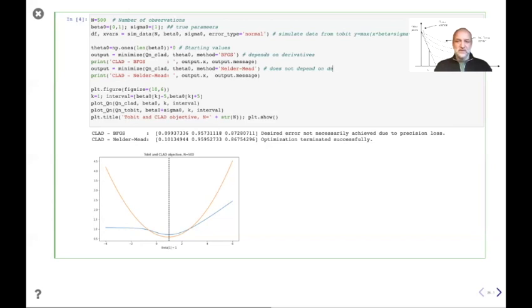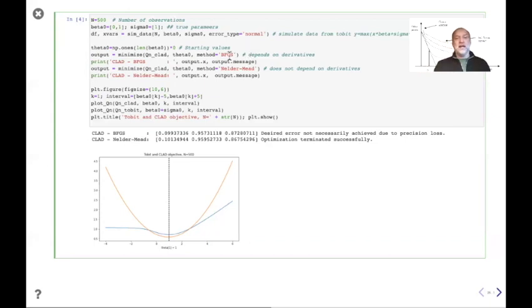So this is what you would use in a case like the CLAD estimator, where you have a non-differentiable objective function. But actually this algorithm takes a lot of iterations, and it's really searching around. You don't have the quadratic convergence as you would get with Newton.